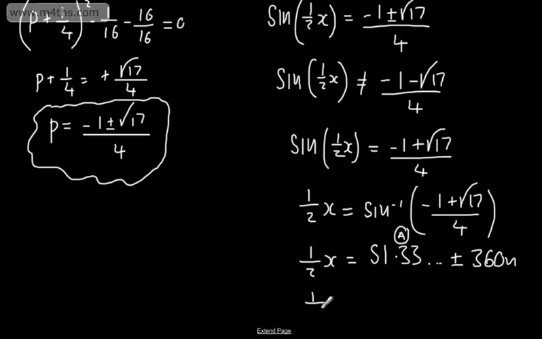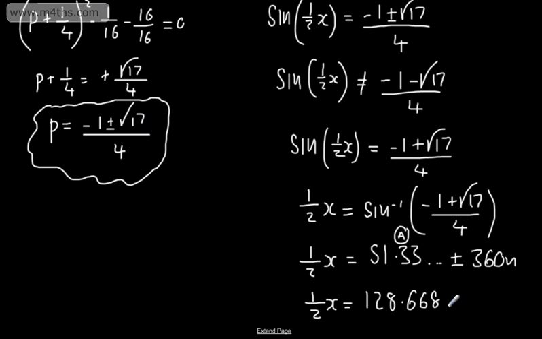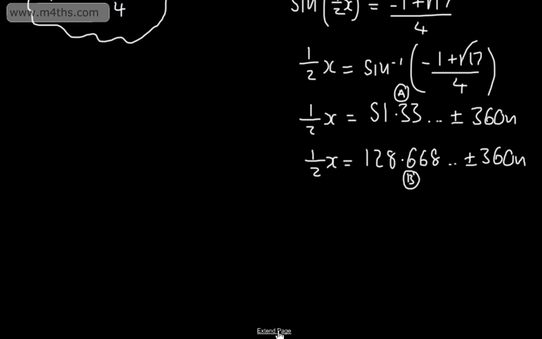So we can say 1/2 x is going to be 128.668 and so on, plus or minus multiples of 360 degrees. I'll just store that in as B. So shift store B. Okay, I've already got A, there's B. Exactly the same as we did before.